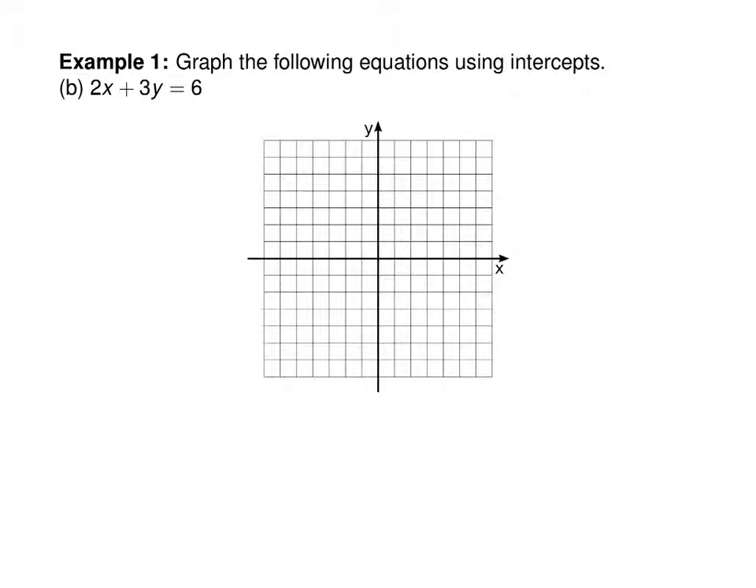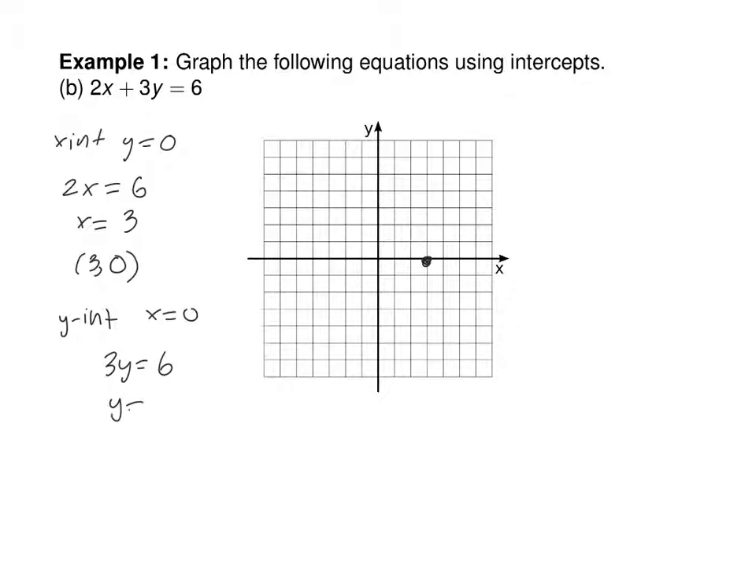Okay, how about this one? For the x-intercept, plug in 0 for y, you get 2x equals 6, and your value for x is 3. What is that as an ordered pair? 3, comma, 0. So over 3, up nothing. How about the y-intercept? 3y equals 6. And so y equals 2. That's the ordered pair 0, comma 2.